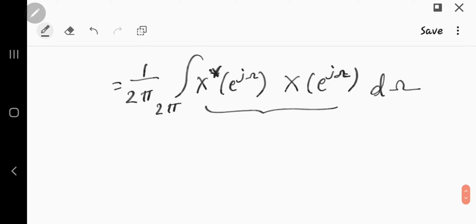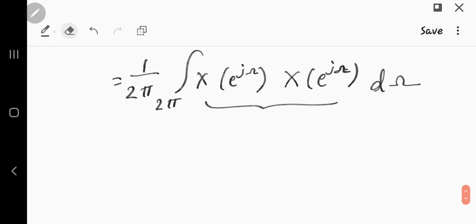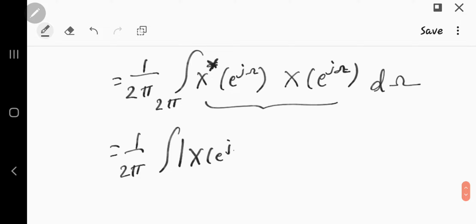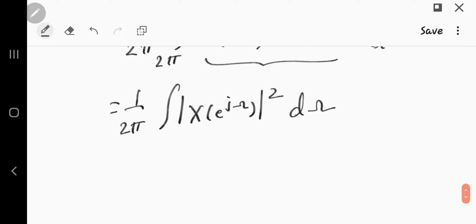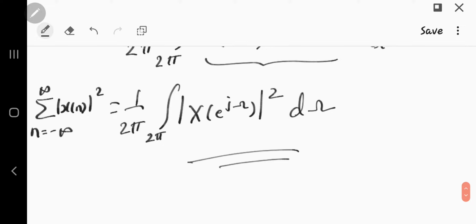Now observe these two. We have the same thing expressed in the frequency domain, the real and imaginary, the complex conjugate. Now if you take the magnitude of this, combining this, we get 1 by 2 pi integral of mod X of e power j omega whole square d omega. Okay. Now on this side we started with summation n is equal to minus infinity to plus infinity mod x of n whole square. Okay. So I think this is the proof for Parseval's theorem.